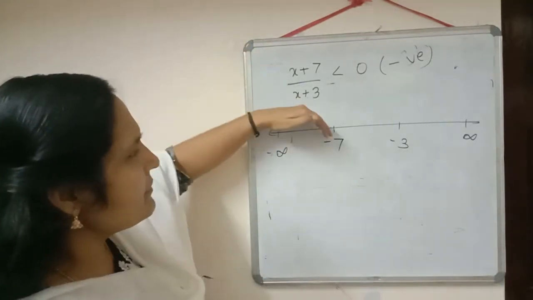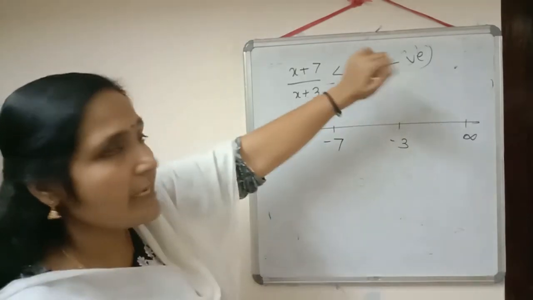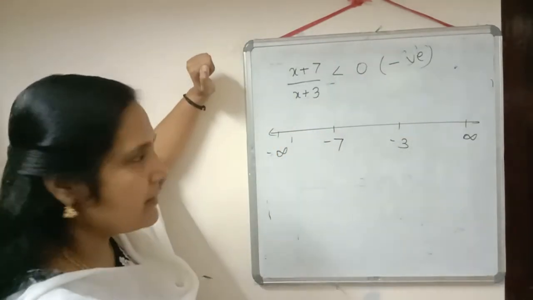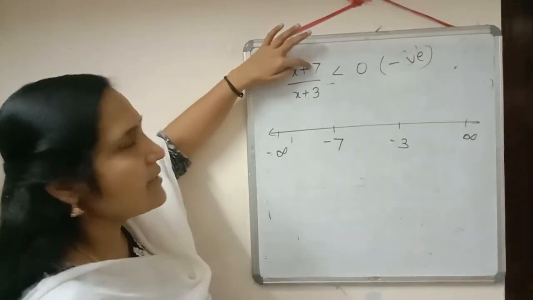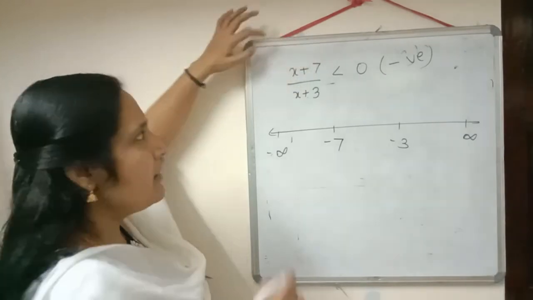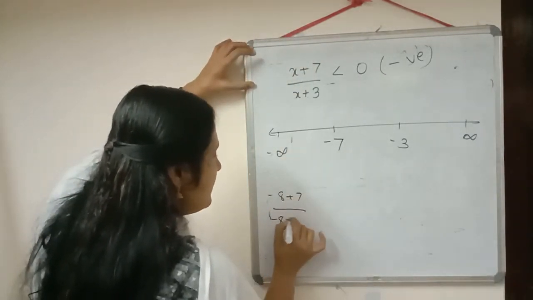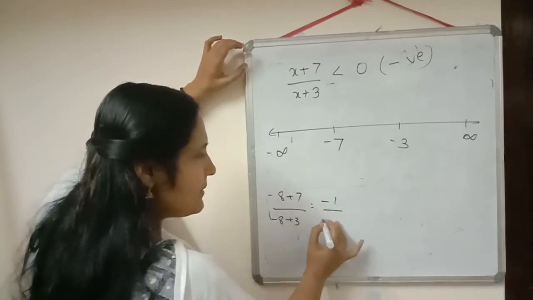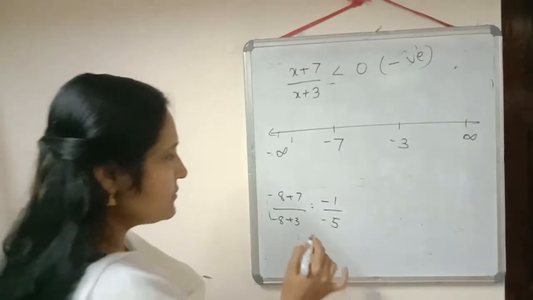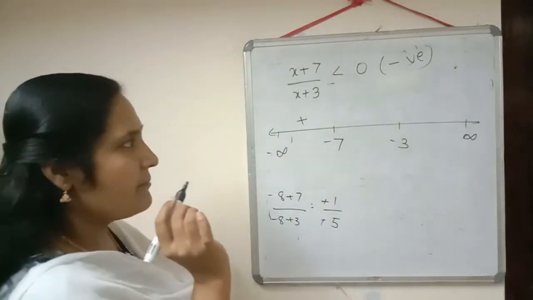Take any number between minus 7 and minus infinity. Take care, we need negative numbers as the solution. So take -8. Then (-8 + 7)/(-8 + 3): -8 + 7 is -1, and -8 + 3 is -5. So minus and minus get cancelled, and we are getting a positive number here.